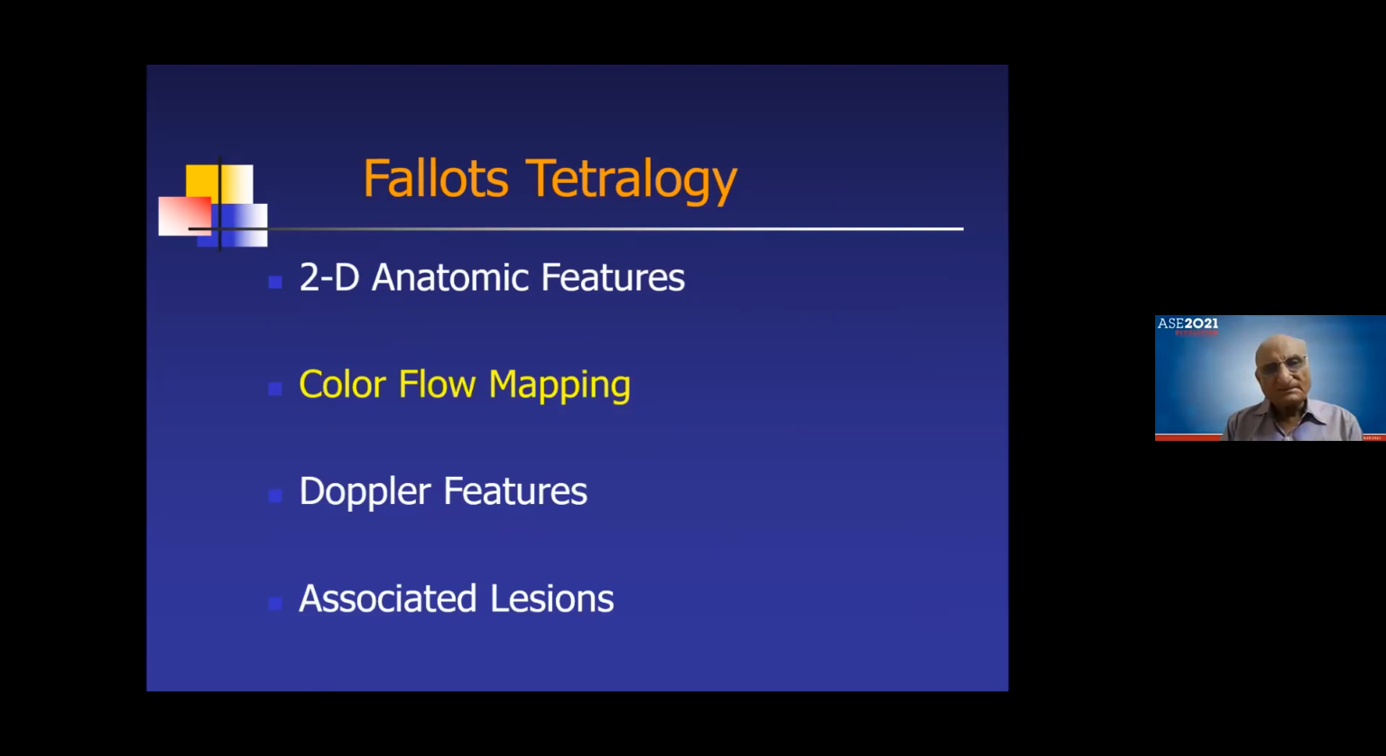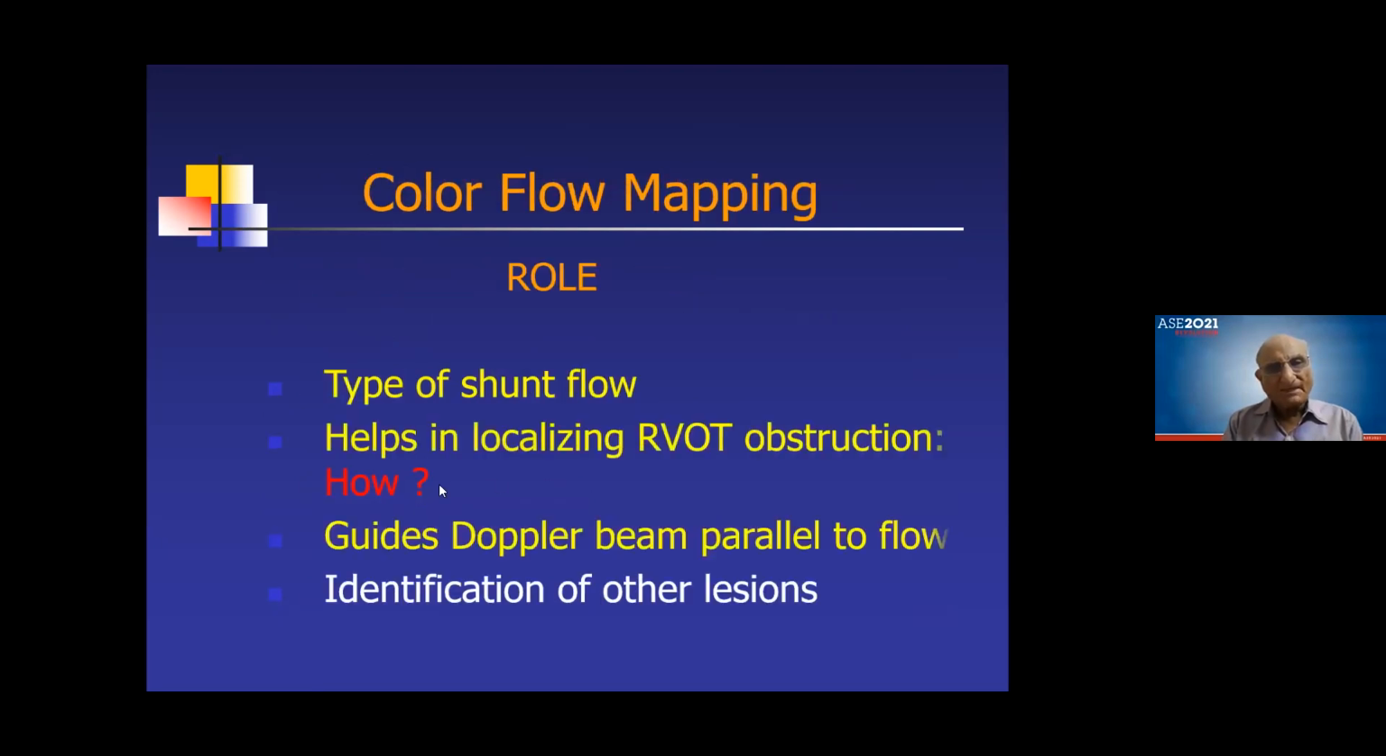Then we come to color flow mapping. It tells you the shunt flow, whether it is right to left, left to right, or bidirectional. Then, as I told you, it localizes the RVOT obstruction. By this time, you should know that wherever there is turbulence, that means there is a disease in that particular area. If the turbulence starts from the proximal RVOT, that means it is infundibular. When it starts at the valvular level, that means it is a valvular lesion.